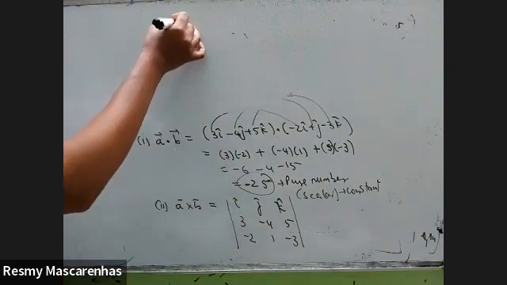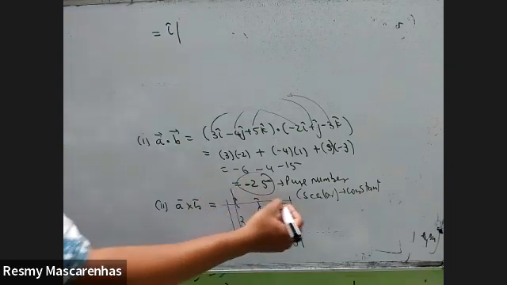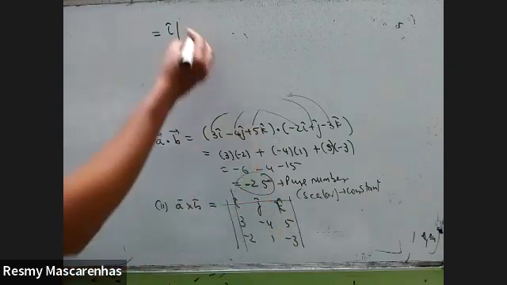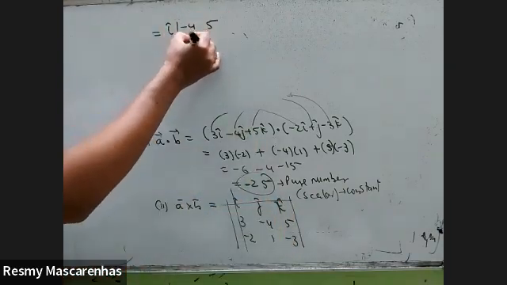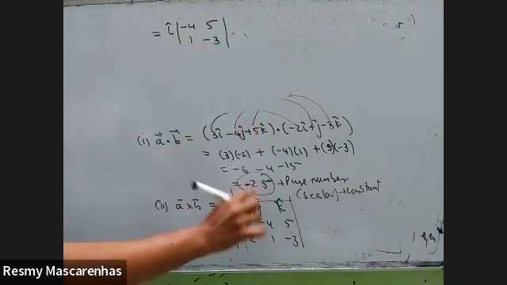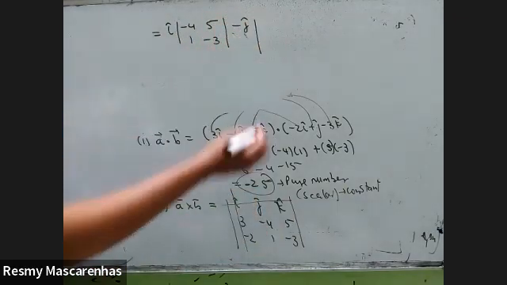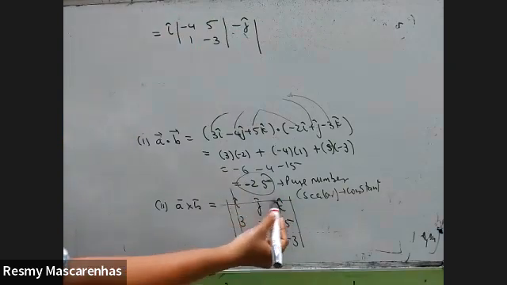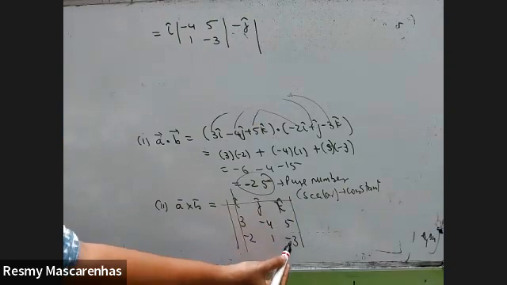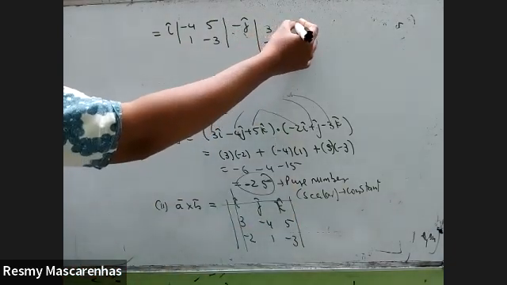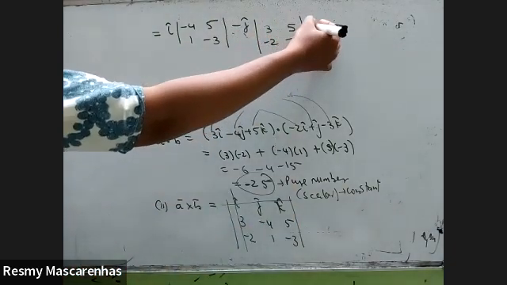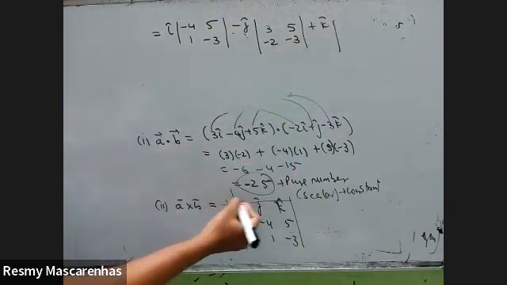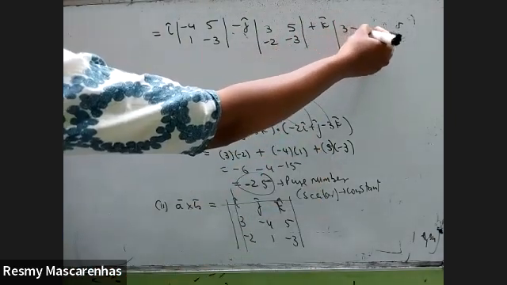Now put I, close the row and column. What is left you put. Middle, I told you, is always minus J. Close this row and column. What remains is this. 3, 5, minus 2, minus 3. Then K cap, 3, minus 4, minus 2, 1.